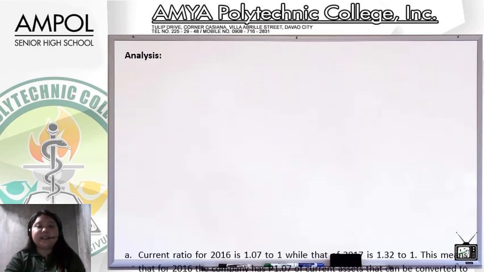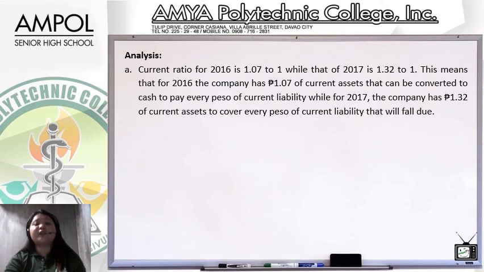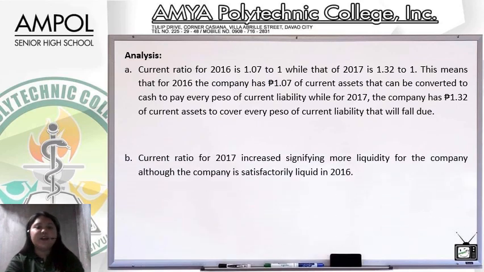So here is the analysis. The current ratio for 2016 is 1.07 to 1, while for 2017 it is 1.32 to 1. This means that for 2016, the company has 1 peso and 7 centavos of current assets that can be converted to cash to pay every peso of current liability, while for 2017, the company has 1 peso and 32 centavos of current assets to cover every peso of current liability that will fall due.